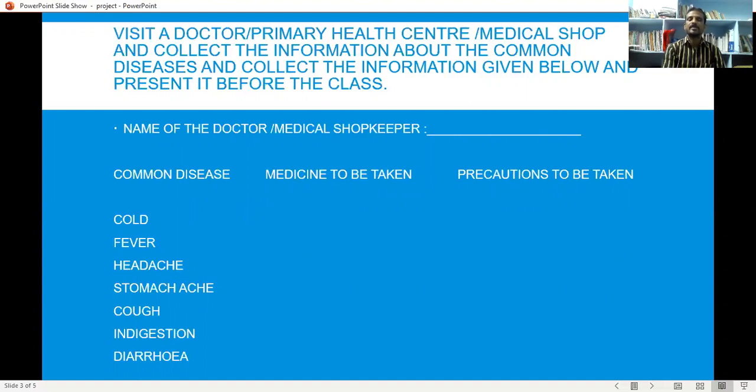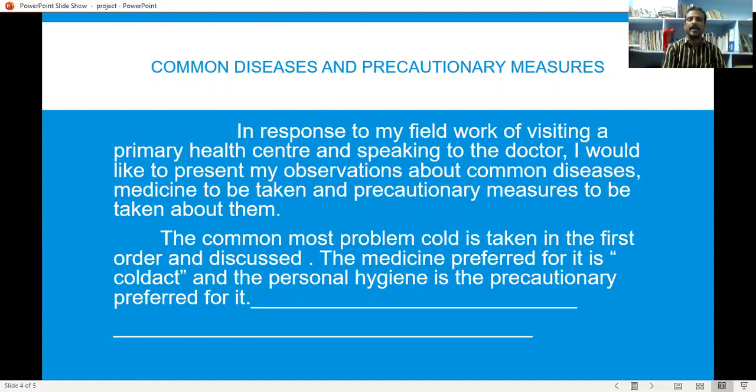Cold is over. Now you can take fever and write what is the precaution for that, what is the medicine for that, headache, precaution and medicine for that. Like that, you can continue with this presentation, which is known as the message of that particular report. After completing the message, at the end, you have to conclude the report in your own words, what you have done, what you have collected, what you have presented. This is the way one has to do the project.